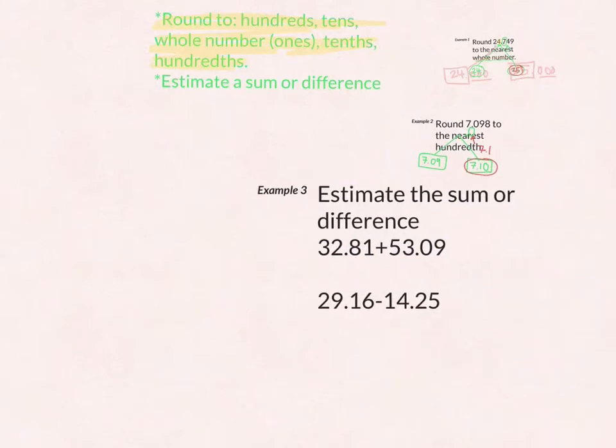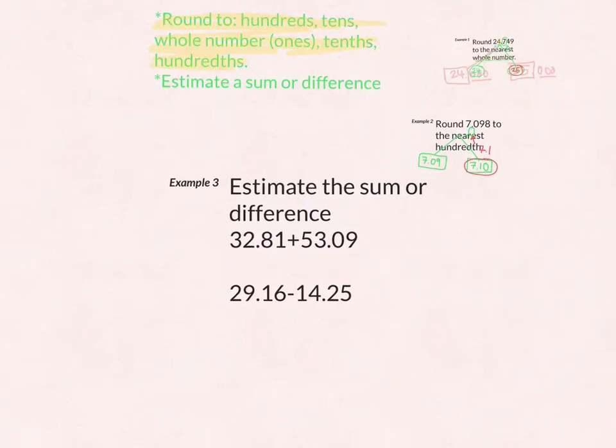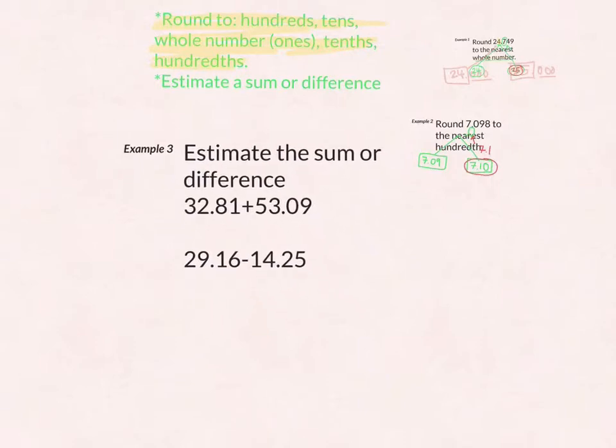Okay, let's do one more together. So this one says estimate the sum or difference. This would be the second part of the target. And when we say estimate, we're basically trying to find a close enough answer. So you're not actually going to add these two numbers. You are going to round each of them and get an answer that's close enough. And the reason that we would estimate is so that we could find a quick, close enough answer. So in this case, it would be a good idea just to round to the nearest whole number. And we can go ahead and round 32 and 81 hundredths.